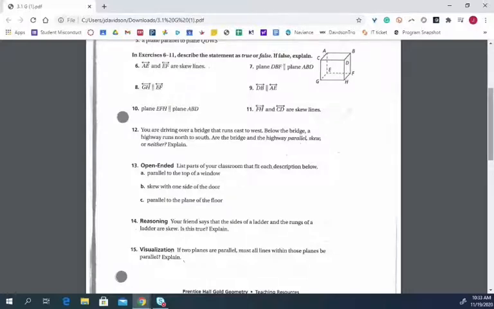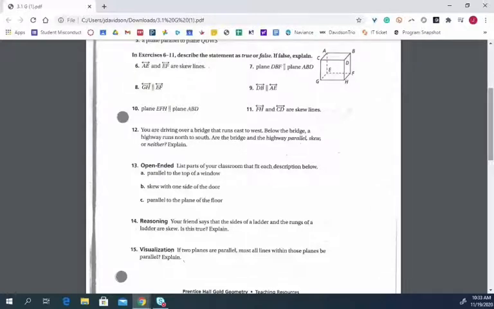Planes EFH and ABD. True or false? Are they parallel? What'd you put on your paper? Which number? 10. I put 2. You guys agree? Yeah. True. Just did 11. What was it? True. Good. All right, 12.